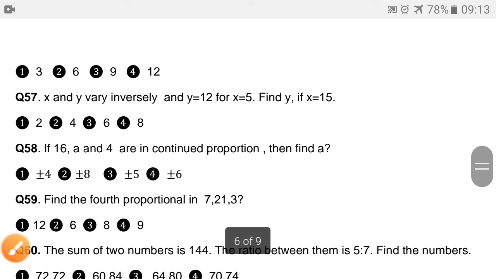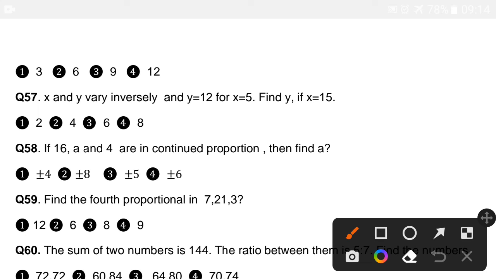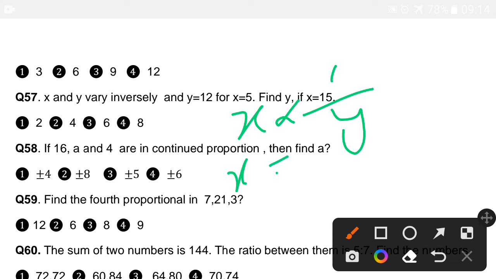Question number 57 is: x and y vary inversely and y is 12 for x is 5. Find y if x is 15. So this is the inverse relation question. Inversely proportional means if one quantity is increasing, the other one is decreasing. Similarly, if one quantity is decreasing, the other one will be increasing. So now x and y are inversely proportional. It means x is inversely proportional to y. So it can be written as x is equal to k over y, where k is some constant of proportionality.